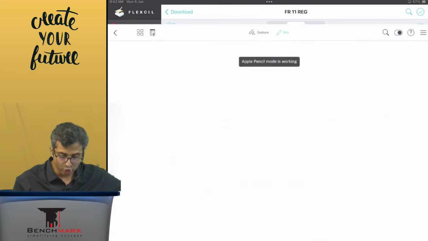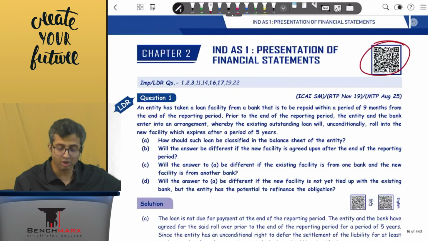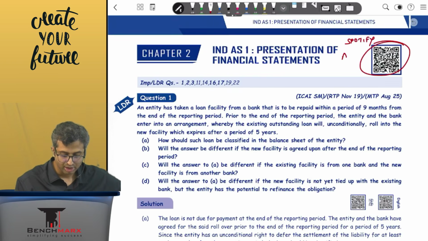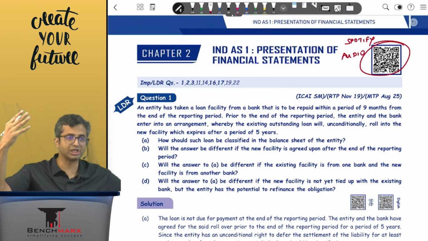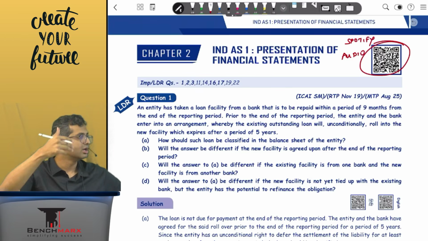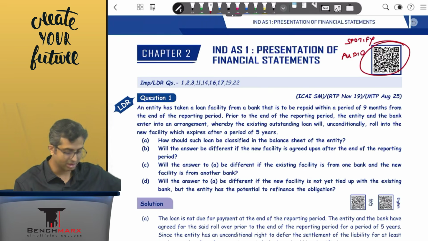When you look at the QR code on the chapter, it will take you to the Spotify audio note. It will go to the audio summary of the chapter. The shield one will go to the YouTube one. This one will go into, I think, your Spotify audio QR summary.